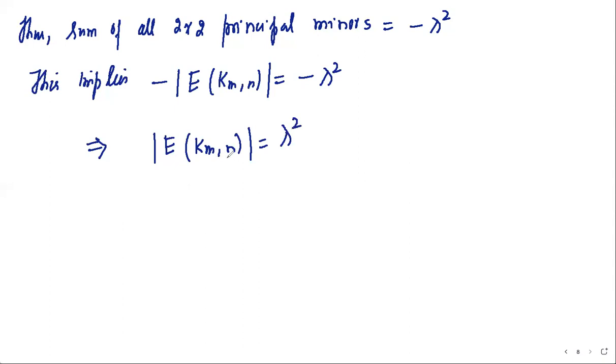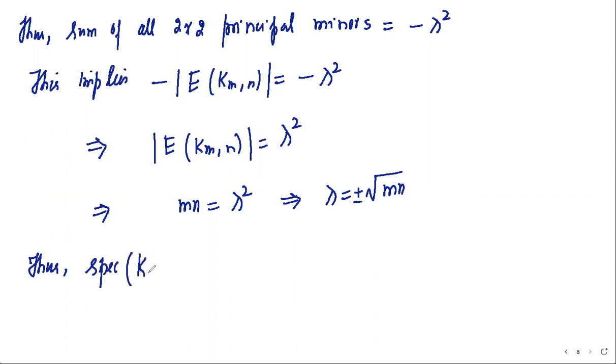But now since Kmn is a complete bipartite graph with one vertex set having m vertices and another vertex set having n vertices, we clearly know that the number of edges in a complete bipartite graph of this form is equal to m into n. So m into n is equal to lambda square, and this equation implies lambda is equal to square root of m into n. So in fact, the positive square root and the negative square root.